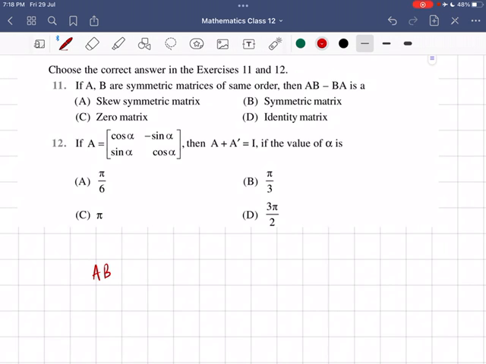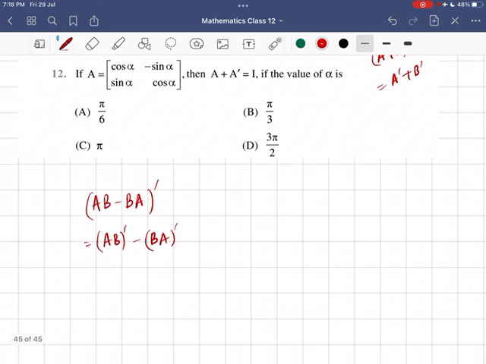So we're going to take the transpose of AB minus BA. Now in the properties of transpose, we have studied that (A plus B) whole transpose is equal to A transpose plus B transpose. So now we're going to write this as (AB) transpose minus (BA) transpose. Then, another property of transpose we have studied is that (AB) whole transpose is B transpose A transpose. So we write this as B transpose A transpose minus, (BA) transpose will become A transpose B transpose.